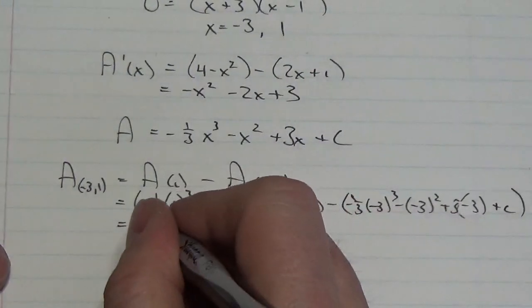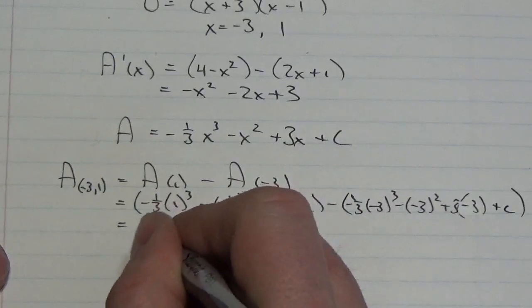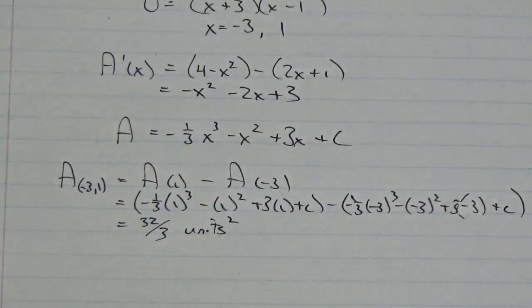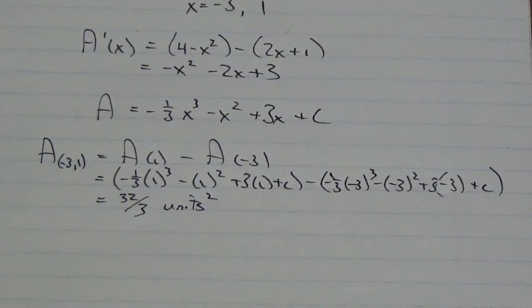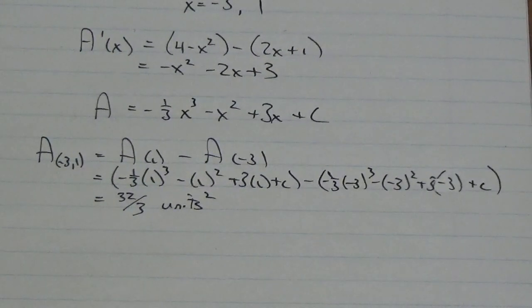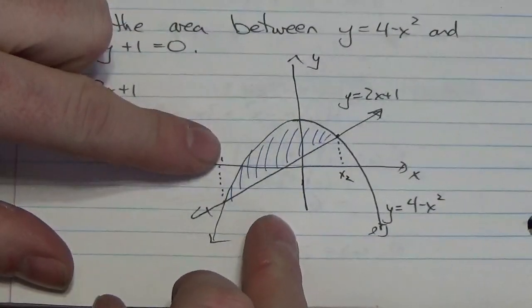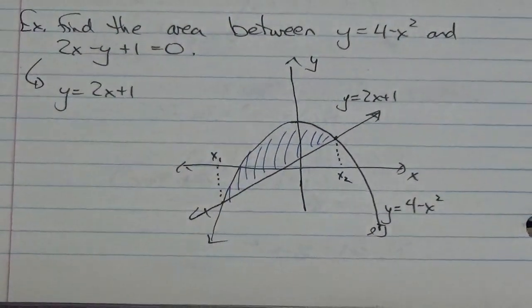Everything becomes 32/3 units squared. And there you go. Okay, we found the area between those two lines there, that rather interesting shape. Okay, isn't that neat? Let's take a look at another example.